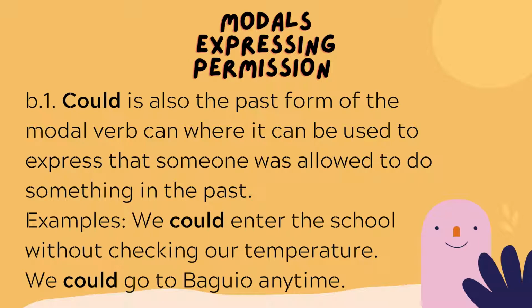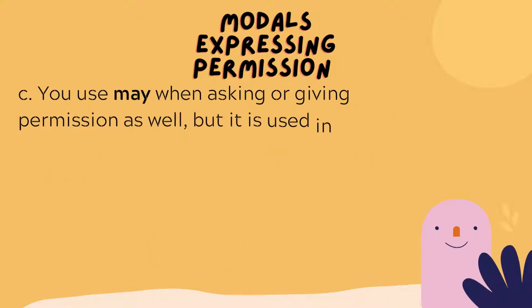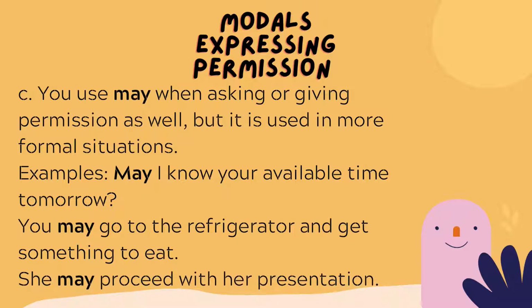We could go to Baguio anytime. The examples clearly state that these actions were only allowed in the past and not in our current situation. E. You use may when asking or giving permission as well, but it is used in more formal situations.